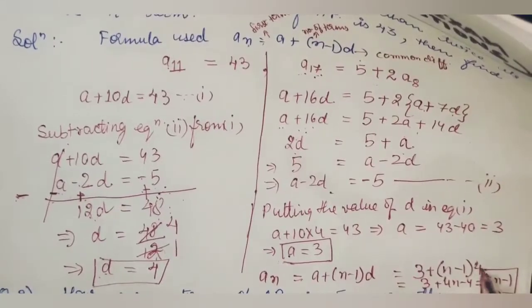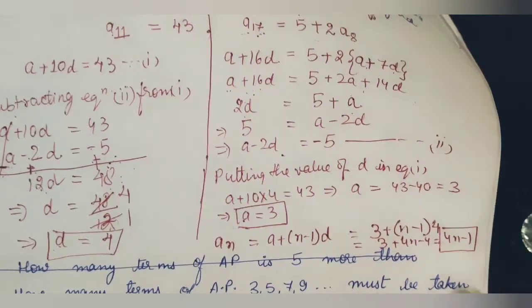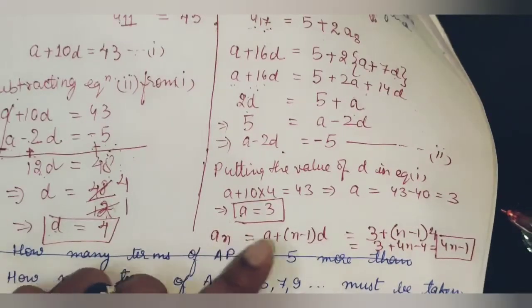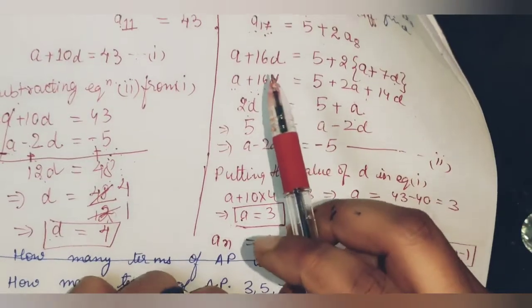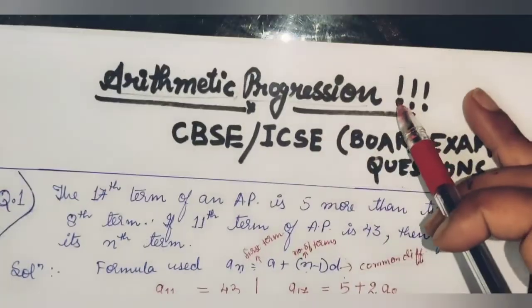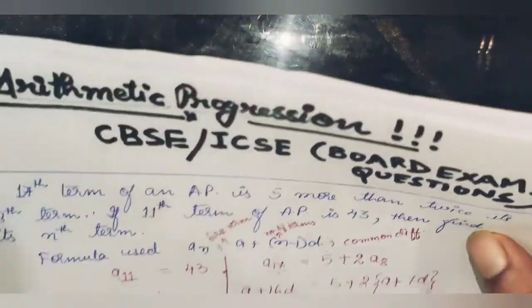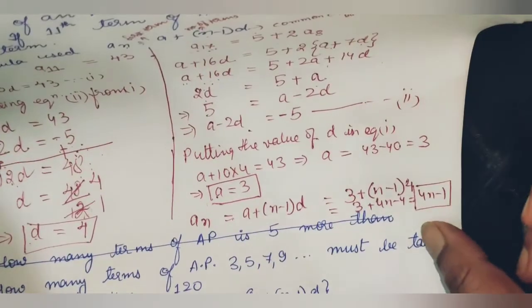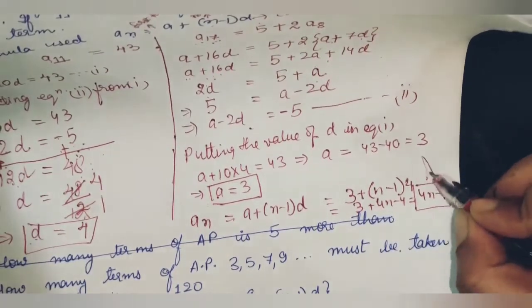So the answer is 4n minus 1. By putting the value of a and d in the formula, an is equal to a plus n minus 1 into d, we will get our final answer, and that is 4n minus 1. This is the answer.